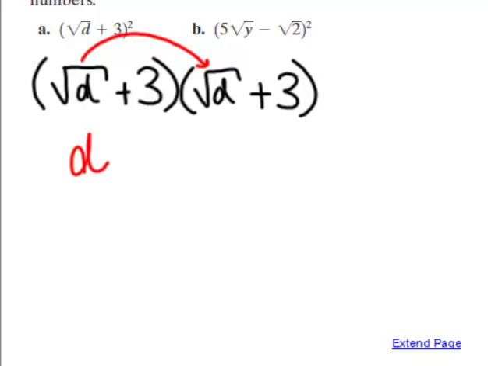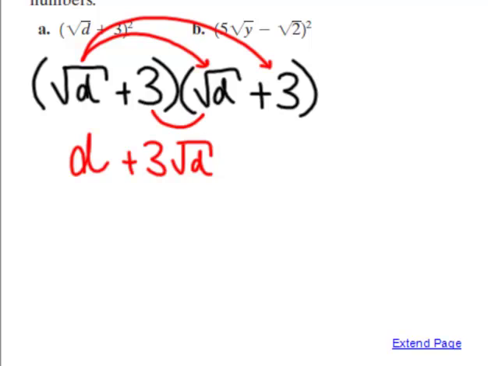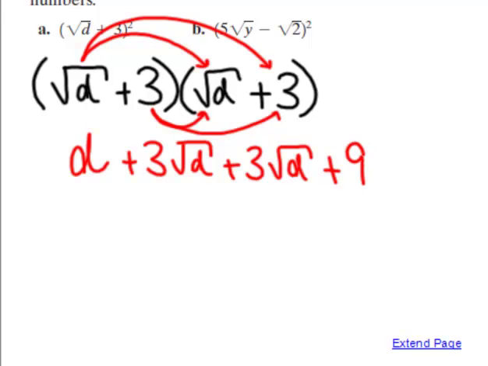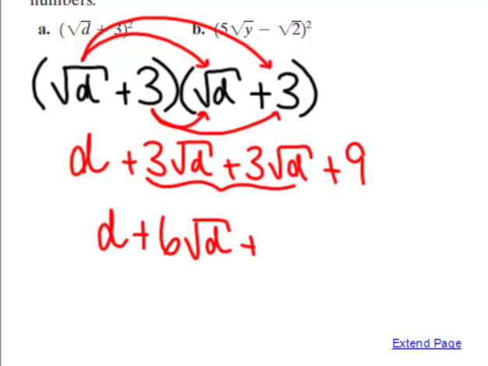And then after firsts, we do our outers. So square root of D times 3, we get 3 root D. And then our inners, 3 times root D gives me 3 root D. And then finally our lasts. 3 times 3 gives me 9. Always double check that you can combine, or that you can't combine, and we get this plain old D. You can't combine with anybody. But then these guys can. We add them up, we get 6 times the square root of D, and then plus 9 more. And that's it.